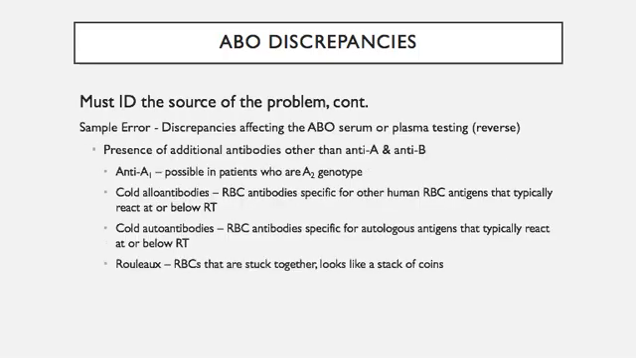Okay, and then discrepancies that affect the plasma or reverse testing. You could have the presence of additional antibodies other than anti-A and anti-B, so anti-A1, which it's possible for A2 patients to produce, or if the patient has cold alloantibodies. These are red cell antibodies specific for other human red cell antigens that typically react at or below room temperature, so you would see reactivity in your initial spin reactions. Cold autoantibodies: the patient has red cell antibodies specific for their own antigens, again typically reacting at or below room temperature. And most of the time with autoantibodies, you're going to see reactivity in all of the cells. Rouleau, again, those are red cells that are stuck together. They look like a stack of coins.